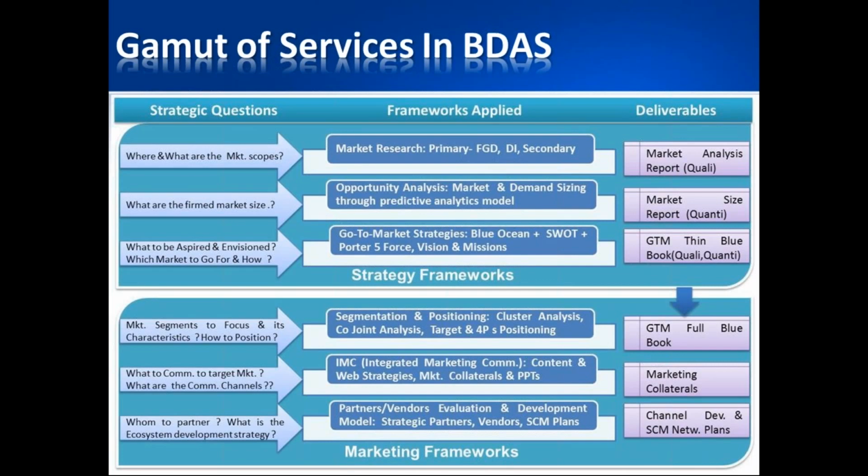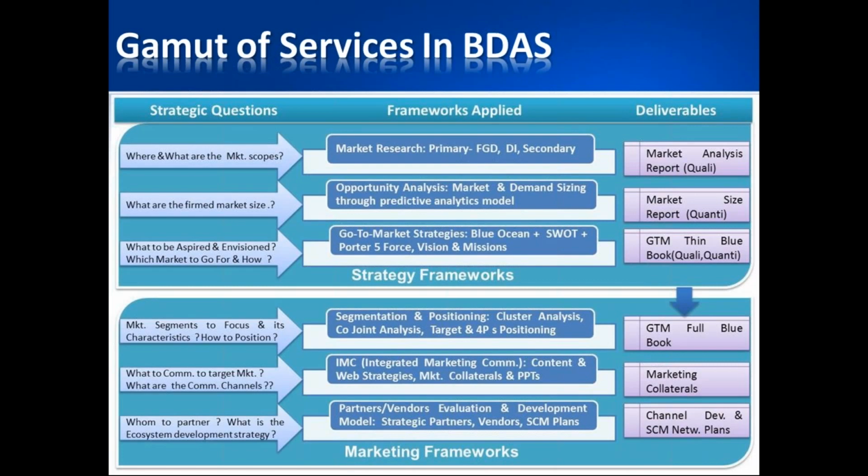It may be primary, it may be secondary. The output you get is a market analysis report. The first component of the report should be qualitative, or maybe a combination of qualitative and quantitative. When it comes to the second question, what is the firm's market size? This again is part of market research. The market research should answer this question and give you a market size report, which is quantitative data.